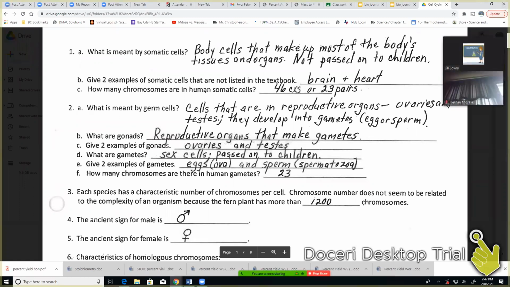And this abbreviation, CXS, is an abbreviation for chromosomes. So you don't have to write that. Chromosomes, because we talk about them a lot, you don't have to write it every time. So human body cells have 46 chromosomes or 23 pairs. Within a pair, one of those chromosomes had originally come from your father and one of them had originally come from your mother.